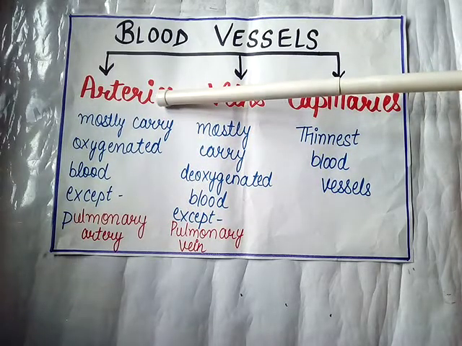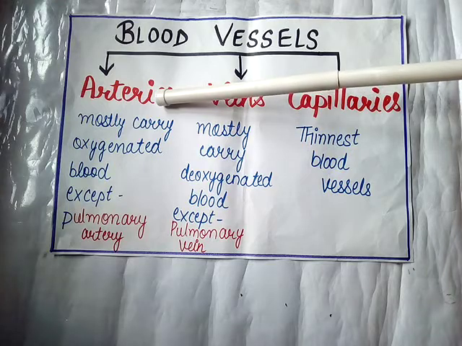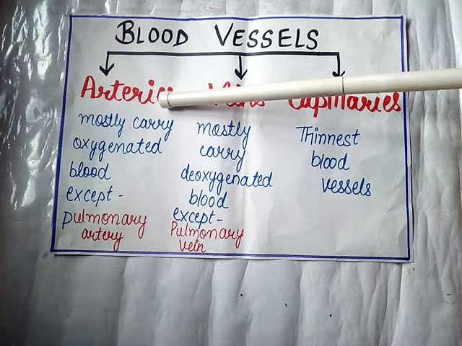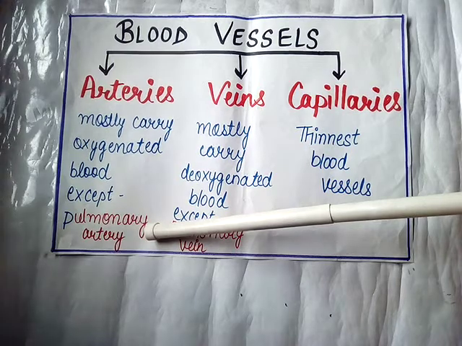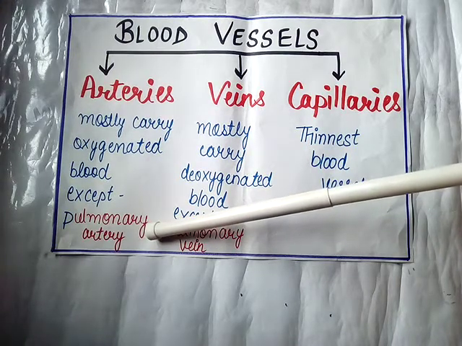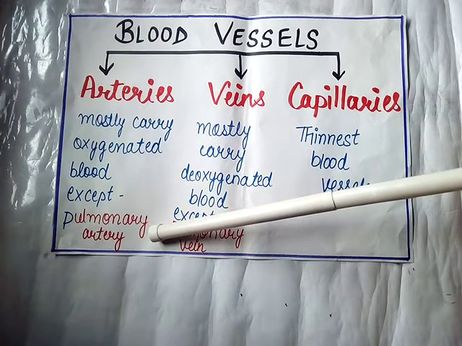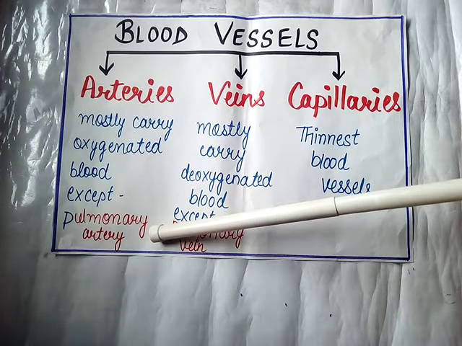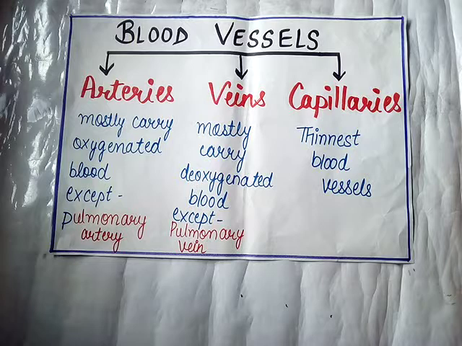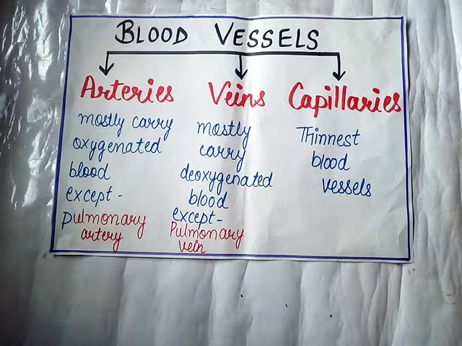Arteries mostly carry oxygenated blood, that is your pure blood, to all parts of the body from the heart, except the pulmonary artery. The pulmonary artery carries deoxygenated blood to the lungs for purification. Arteries are deep-seated to prevent them from damage, as the blood flows with a great force in arteries.